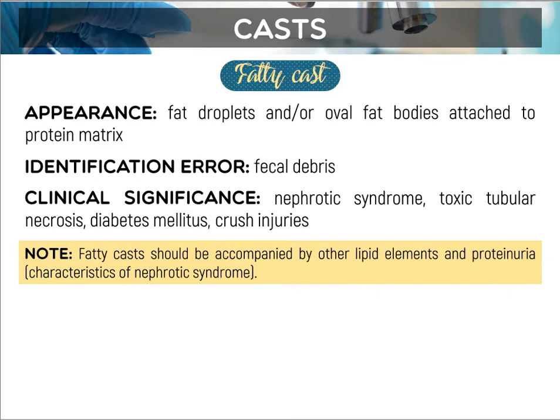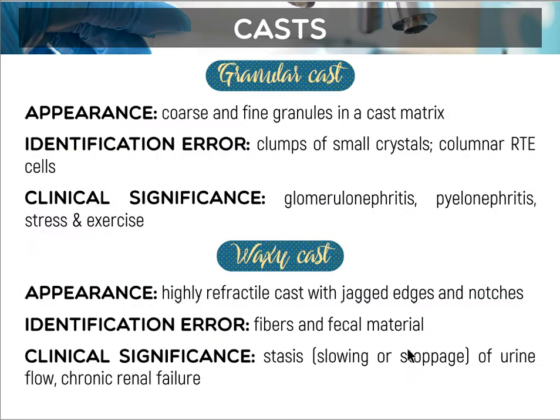Okay, clinical significance: nephrotic syndrome, toxic tubular necrosis. We have your DM and your crush injuries. Di ba? Sana all crush. Charot. So, we have a note here. Fatty cast should be accompanied by other lipid elements and proteinuria. So, mao ni ang characteristics nato of your nephrotic syndrome. Okay, so mao ni siya itong picture.